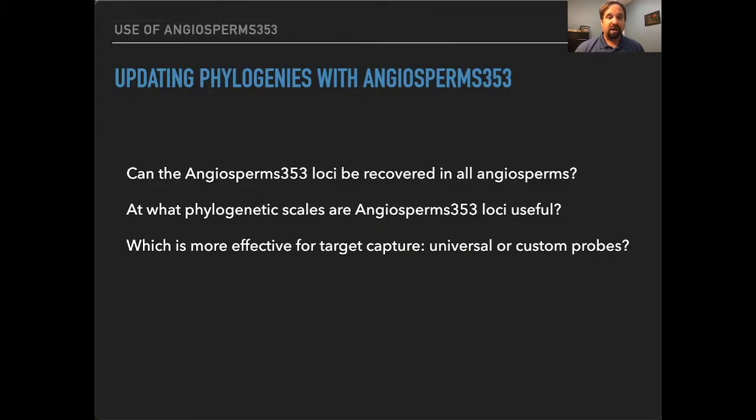For the rest of this talk, I want to focus on where the plant phylogenetics community is with Angiosperms353 and where we are headed. For example, while we have successfully extracted Angiosperms353 loci from almost every angiosperm family, can target capture work across all 300,000 flowering plants? Are the loci variable enough to be used within narrower phylogenetic scales, like within genera or even populations?